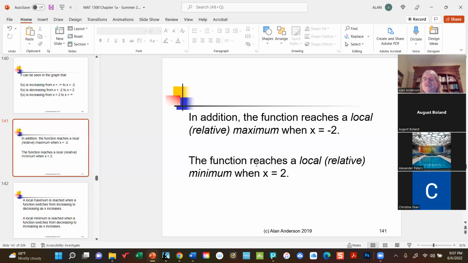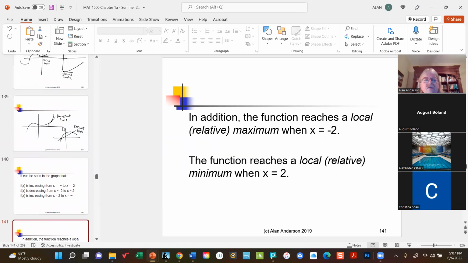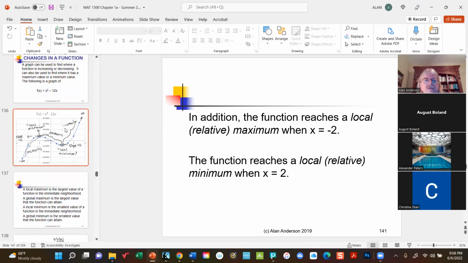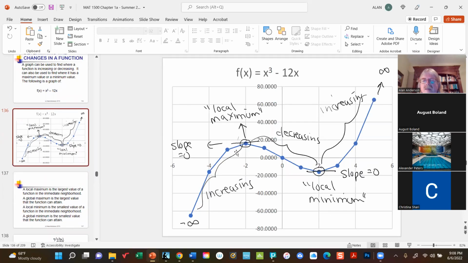Sometimes a local maximum is called a relative maximum. And sometimes a local minimum is called a relative minimum. So just intuitively, if you notice, the local maximum is where the function goes from increasing to decreasing. And the local minimum occurs when the function switches from decreasing to increasing.